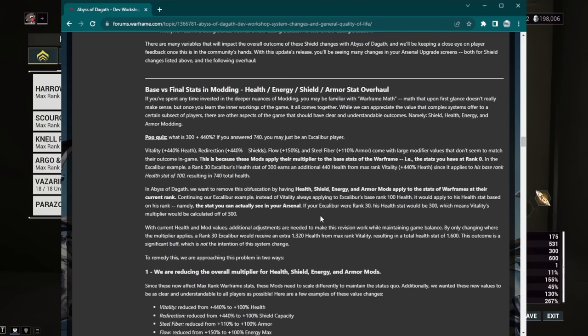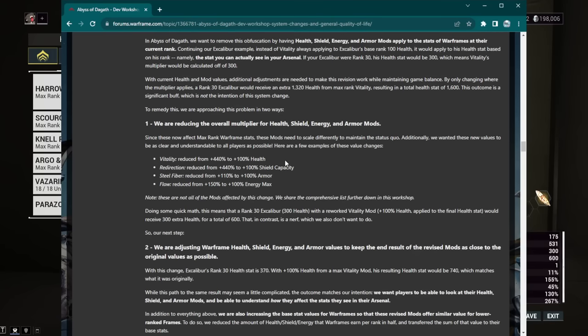So as far as base mod changes, I'm not going to go over every little detail here, but basically you can look at it like they're making it... It looks like a massive nerf. Vitality reduced from 440% to plus 100% health. Wow, what a massive nerf.